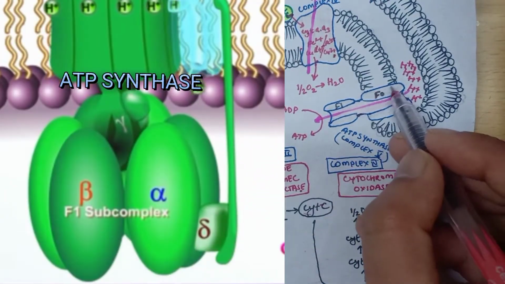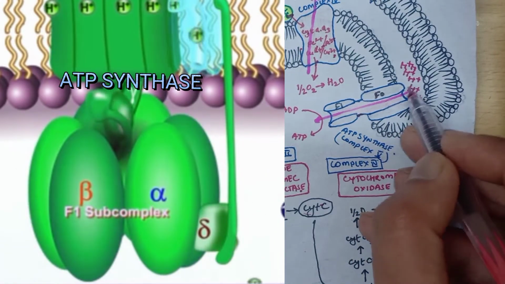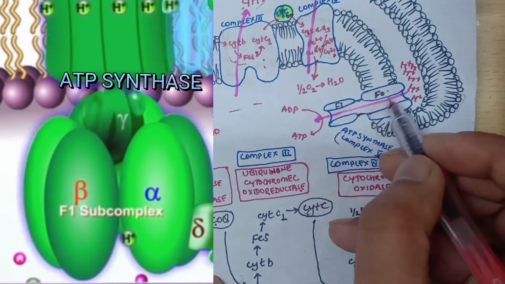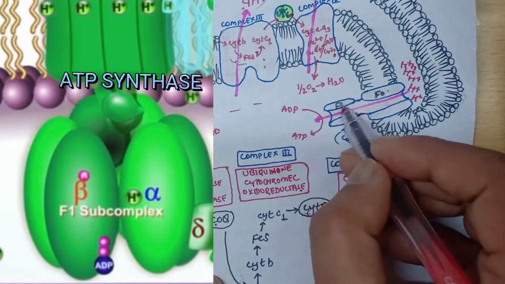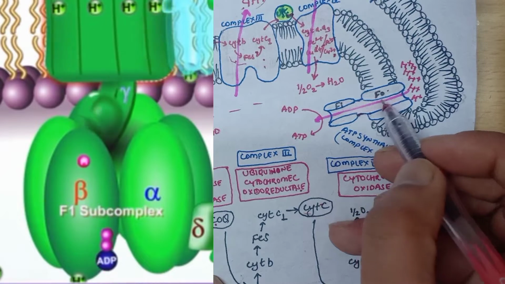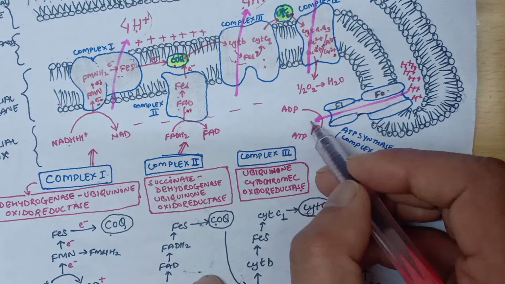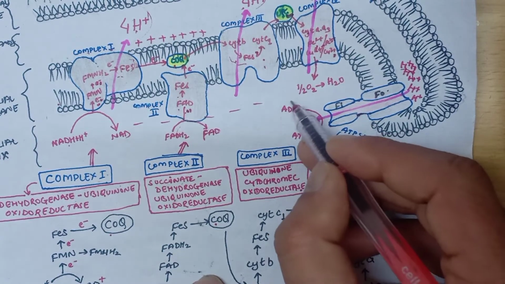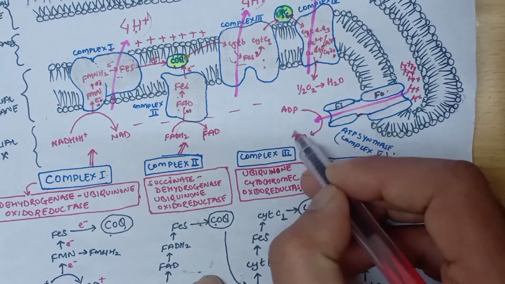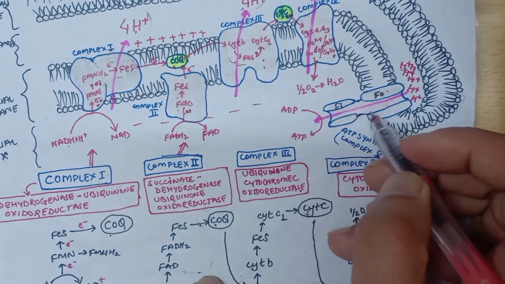ATP synthase is the complex which will move protons from the intermembranous space into the mitochondrial matrix. ATP synthase has two subunits, F0 and F1, so it is also known as F0F1 synthase. When H+ comes into the mitochondrial matrix through complex 5, ADP undergoes phosphorylation in the presence of ATP synthase and becomes ATP. This is how ATP is generated.